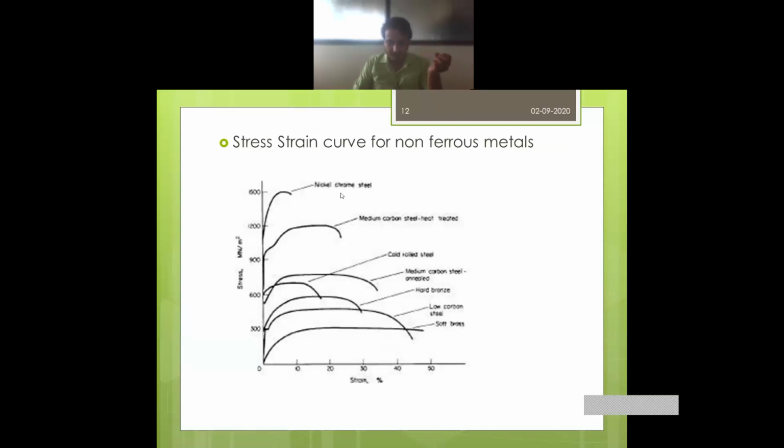Load, but we can also observe that this soft brass has larger strain.